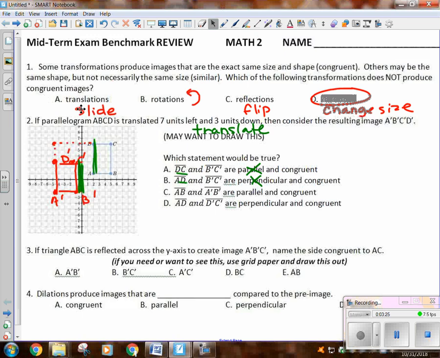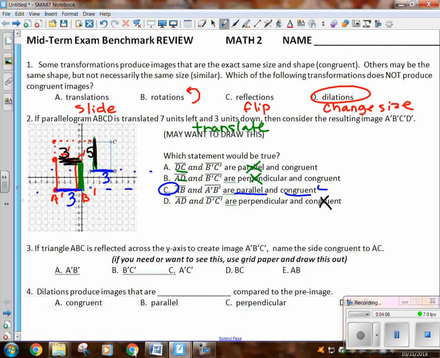Then it says AB and A prime B prime. Well, AB is right here. That's the original, and A prime B prime is right here. Well, this is 1, 2, 3 units, and I think this is also 1, 2, 3 units. So they are congruent. Are they parallel? Well, this line and this line, they do run side by side and never touch. So far, C is looking really good. And if you double check, AD would be right here on the original, and D prime C prime is right here. They may be perpendicular, but they are not congruent, because this one's actually length 5 and this one's actually length 3, so they are not congruent. So C is correct for number 2.